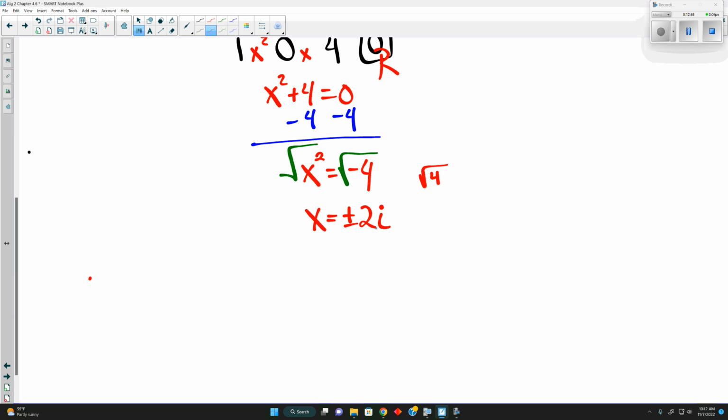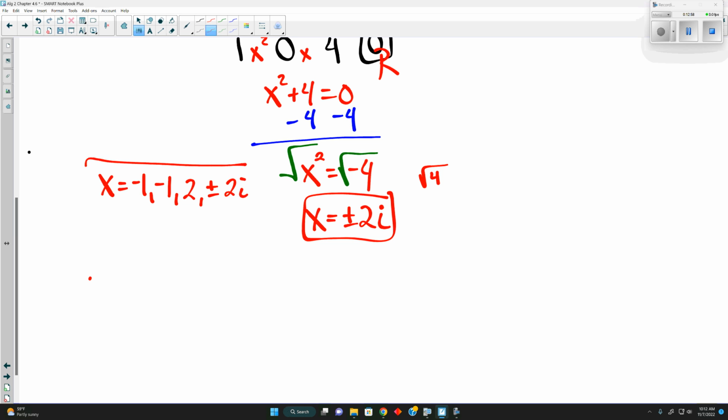So our other 2 solutions are plus or minus 2i. If we listed out all the solutions, it'd be x is equal to negative 1, 2, and plus or minus 2i. So how many solutions do we have total? 5, yes? Do we have all 5? Yeah, we have all the solutions because the degree was 5. We needed 5 solutions, and we do have 5. And that's it. Questions on this here?